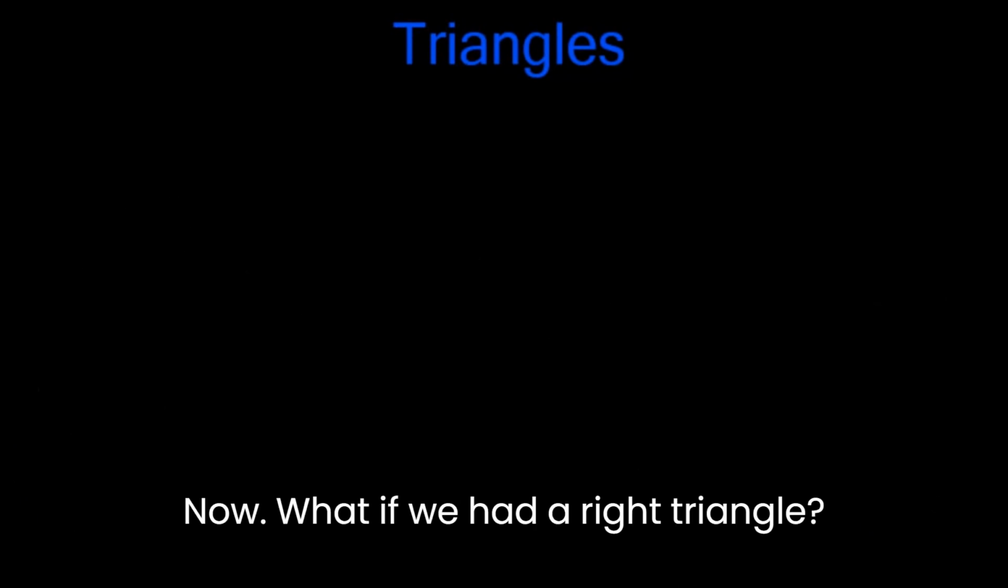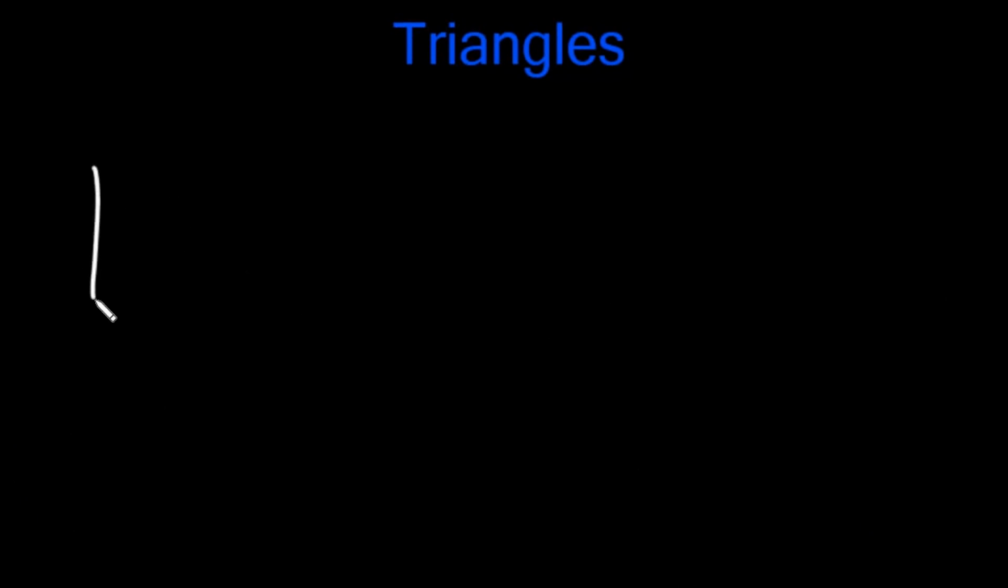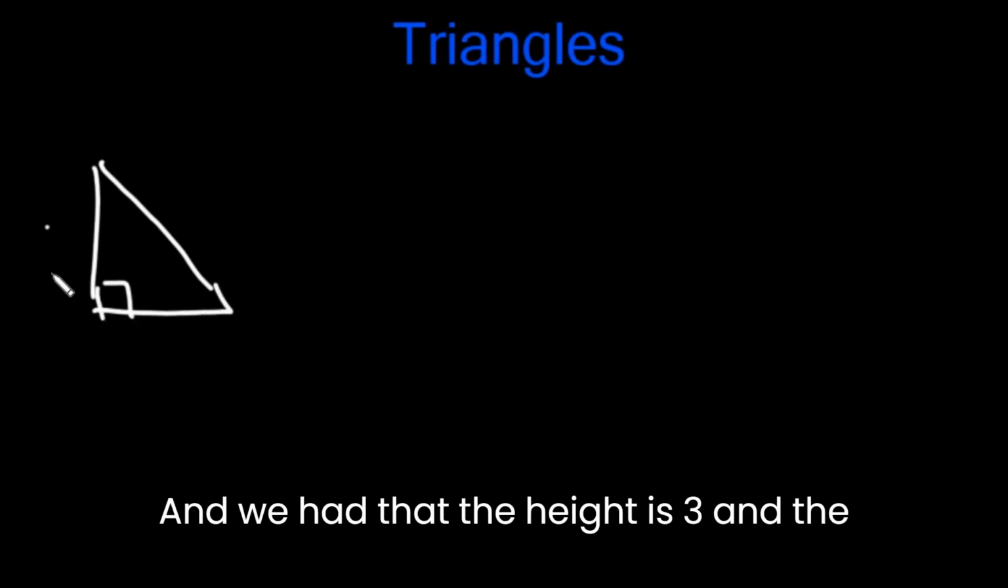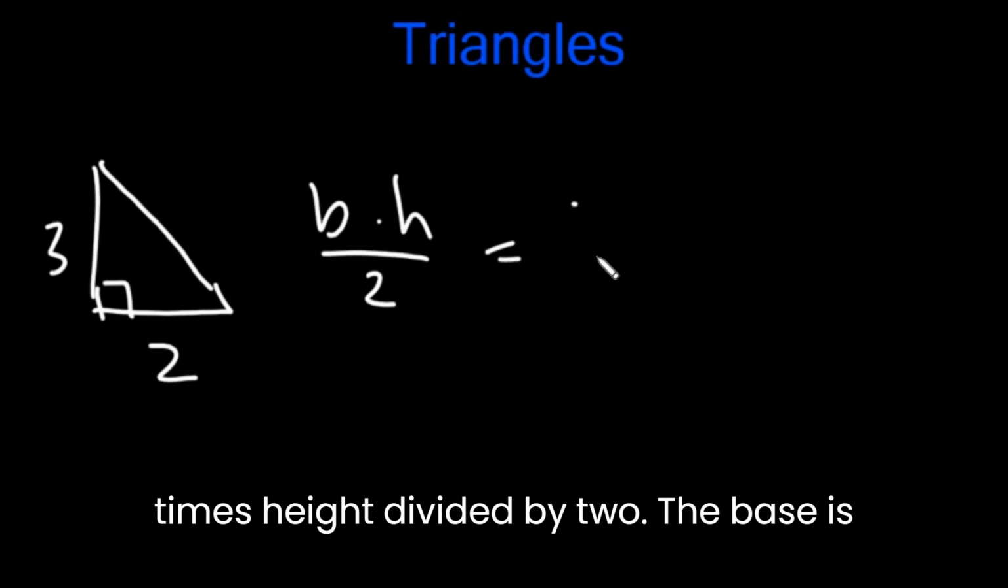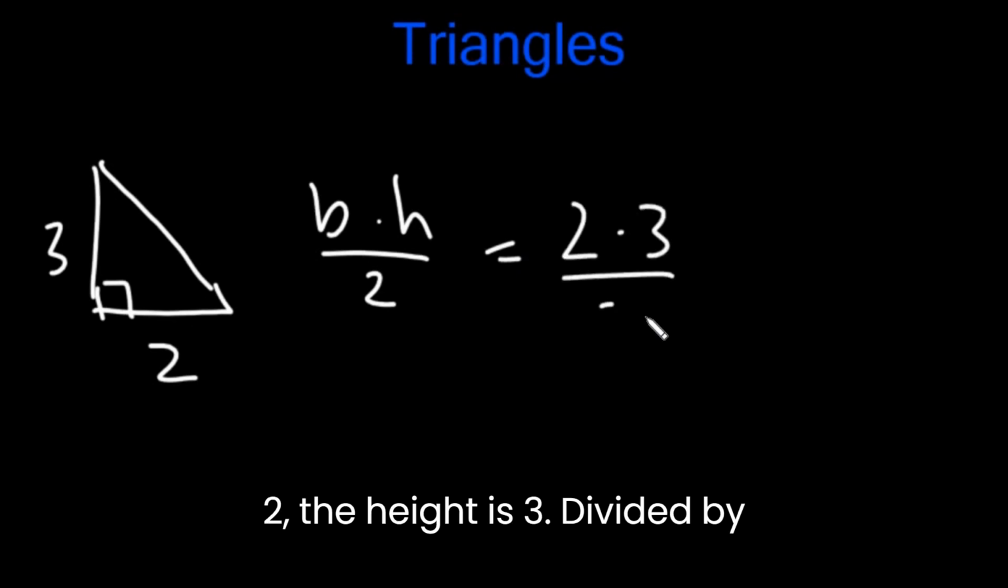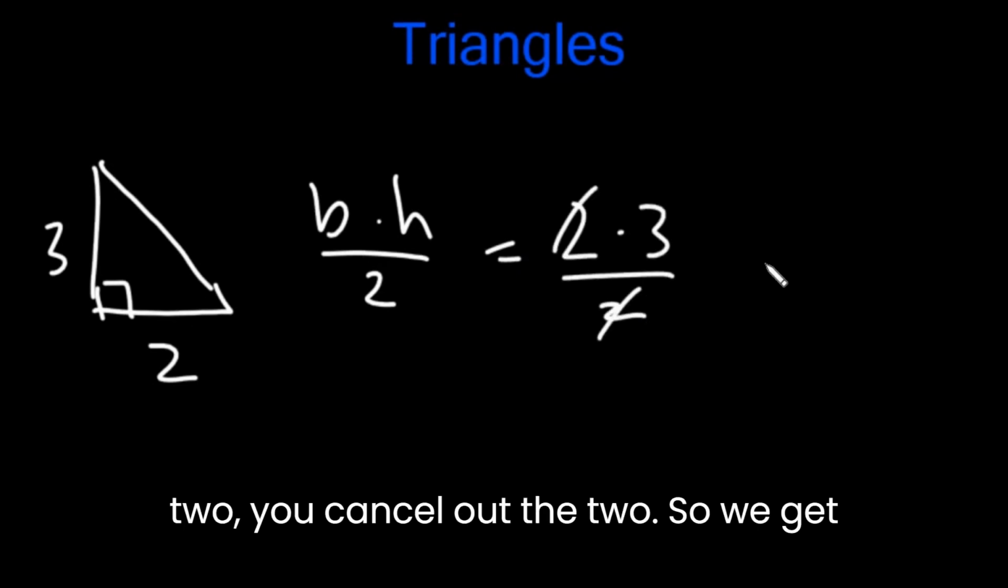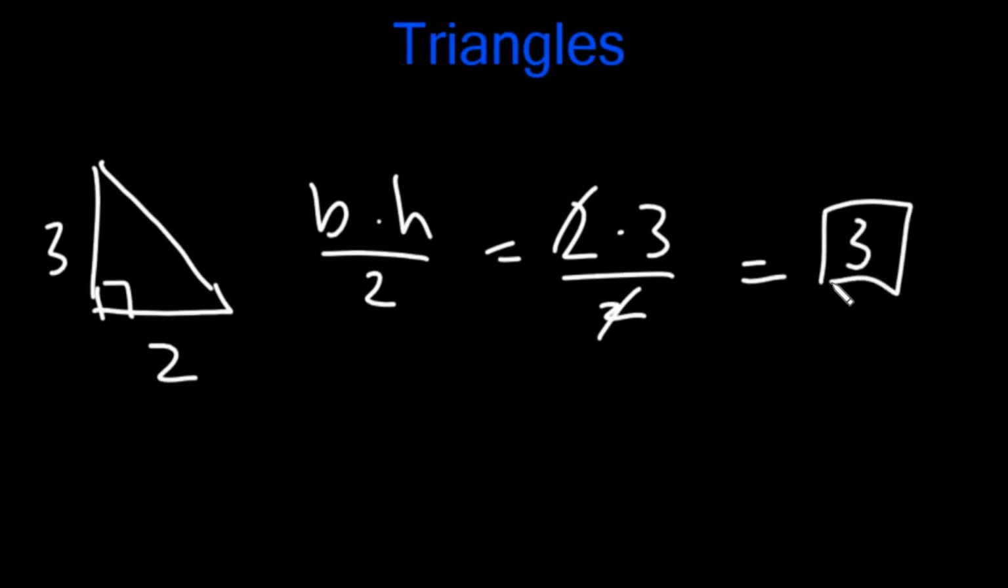Now, what if we had a right triangle? And we had that the height is 3 and the base is 2. The area is the base times height divided by 2. The base is 2, the height is 3, divided by 2. We cancel out the 2's, so we get that the area is 3.